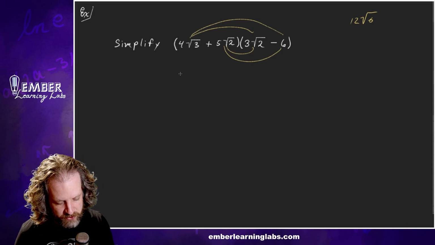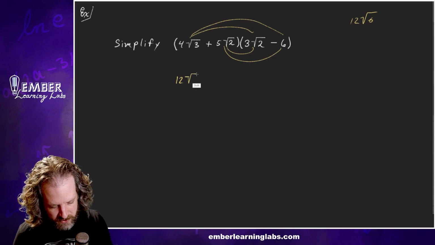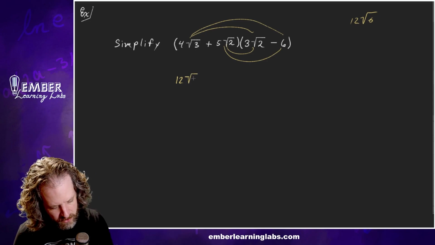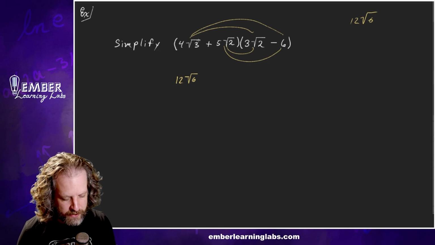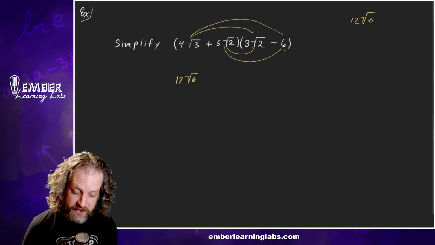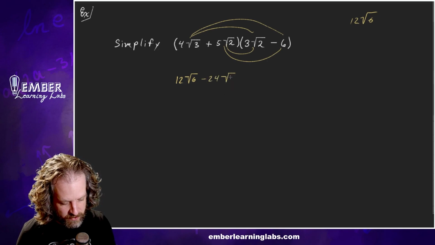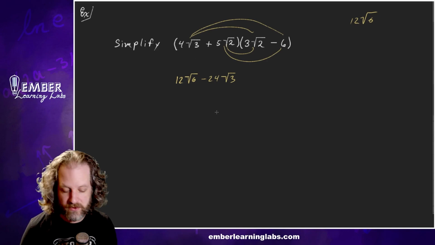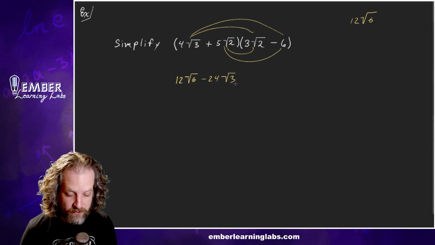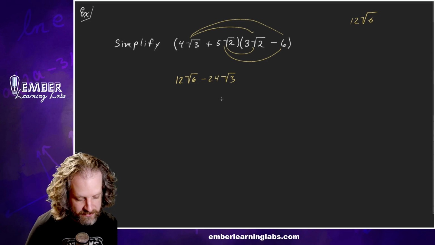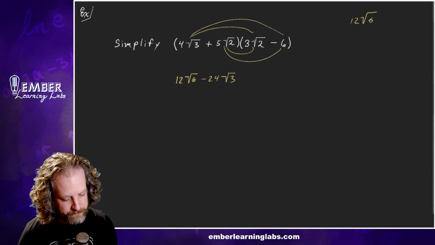So we're going to turn this into 12 times the square root of 6, and then 4 times the square root of 3 times negative 6. That's just going to be negative 24 times the square root of 3, right? Kind of treat it like a variable, right? So negative 6 times 4 is negative 24, and then the square root of 3 just hangs out for the ride, right? So now we're going to do 5.